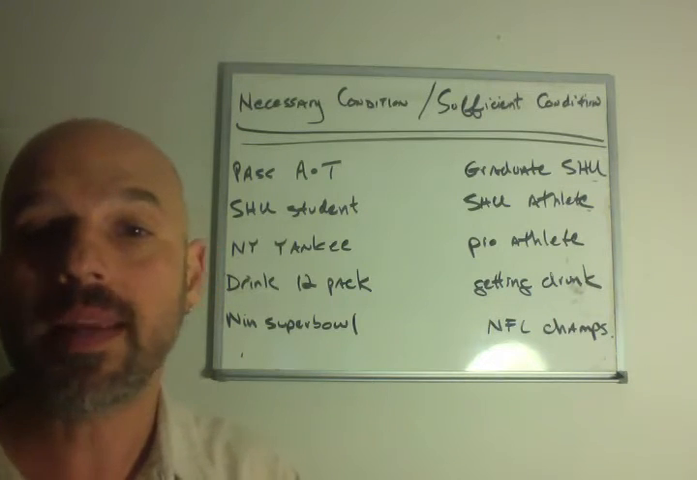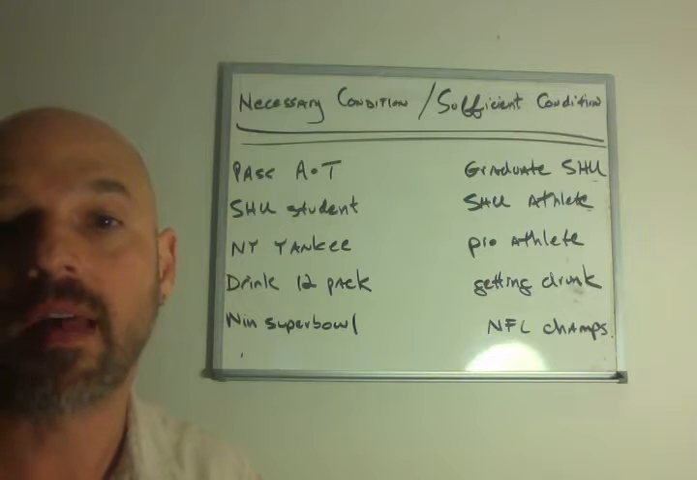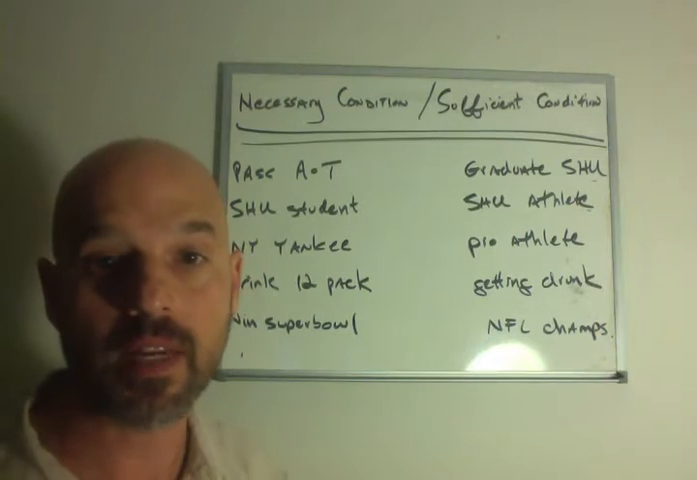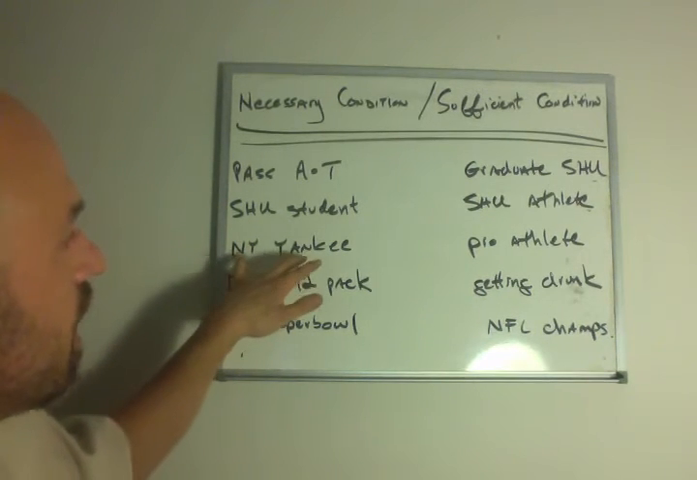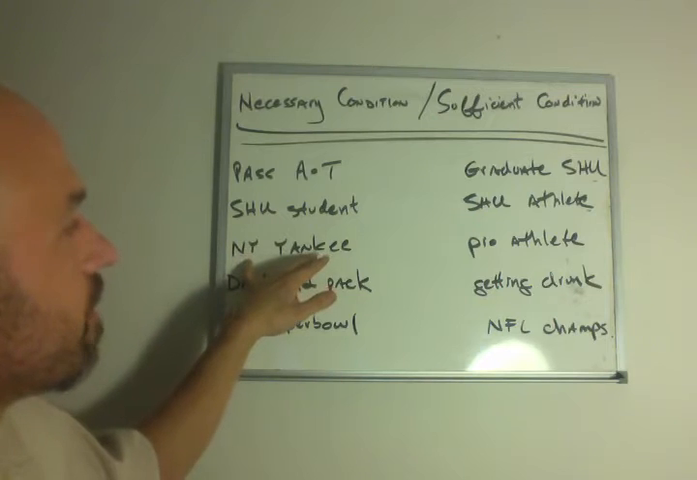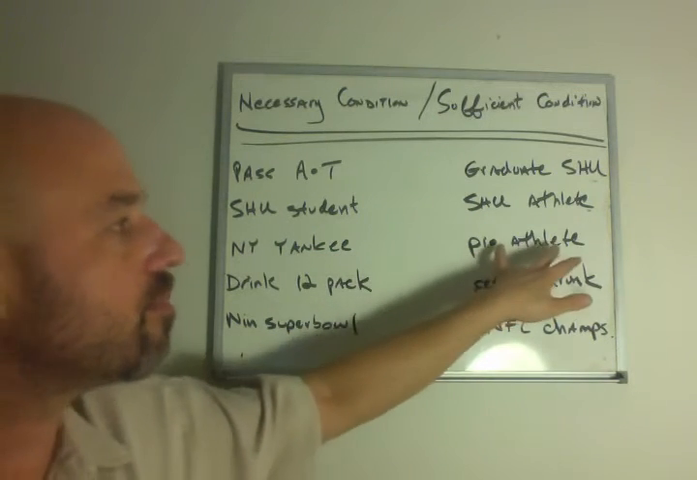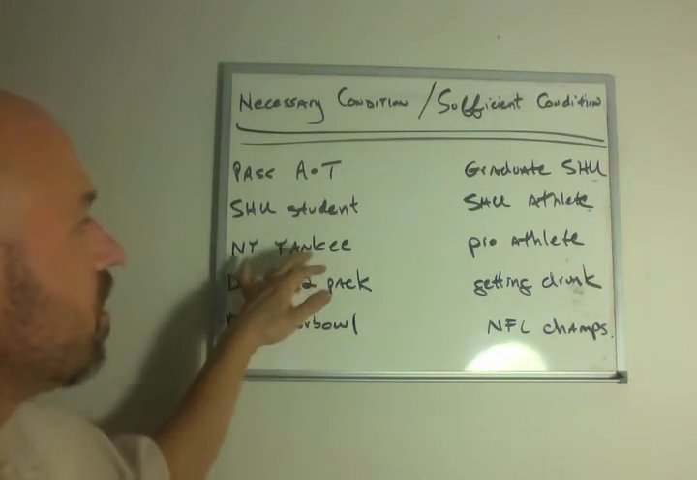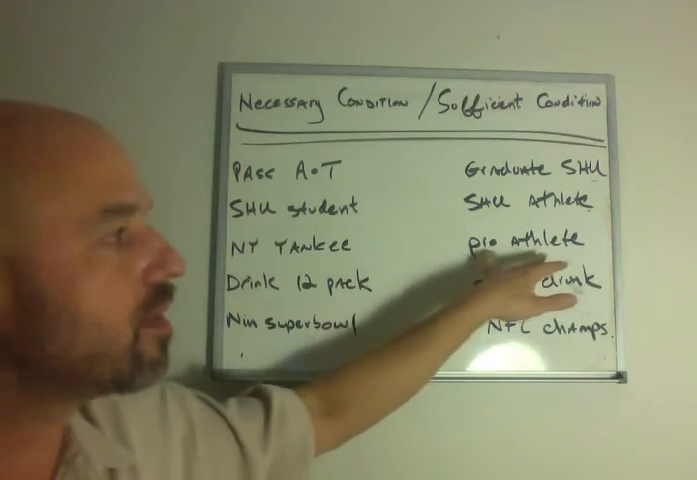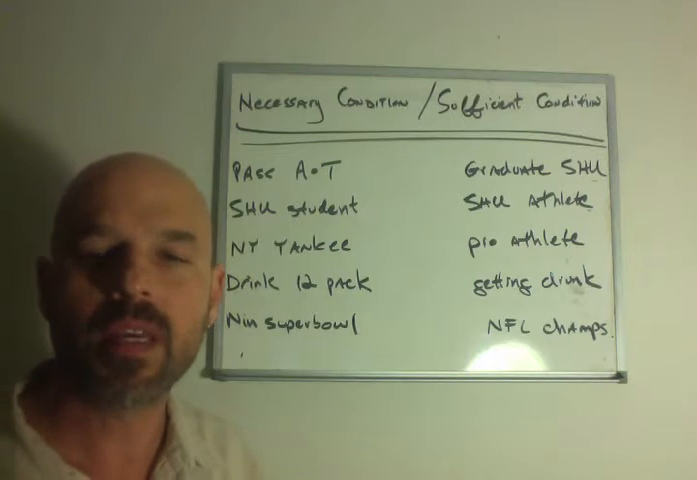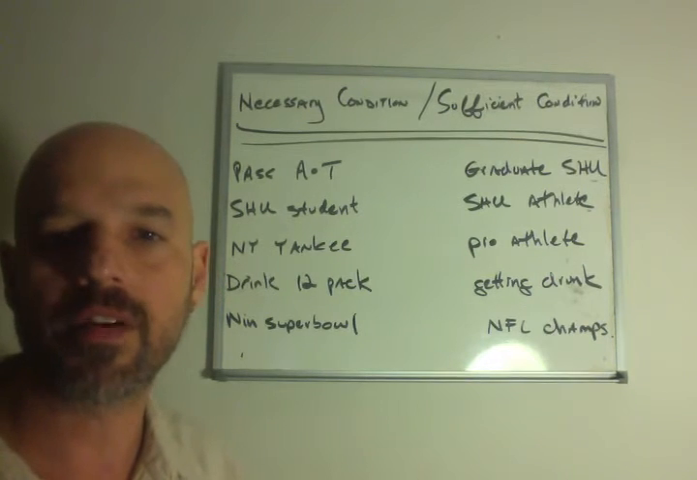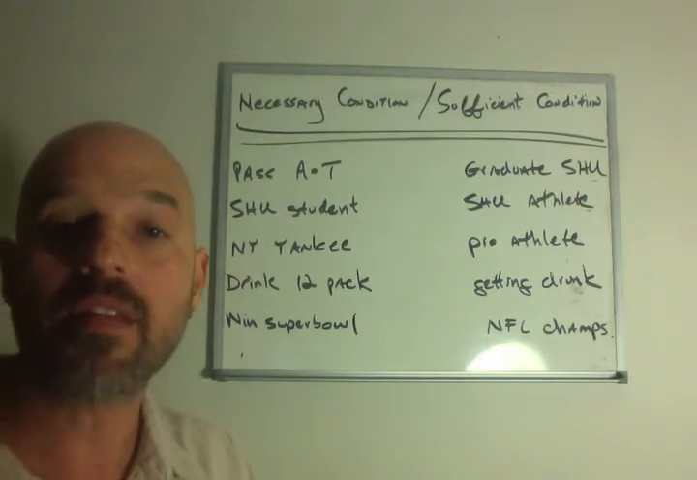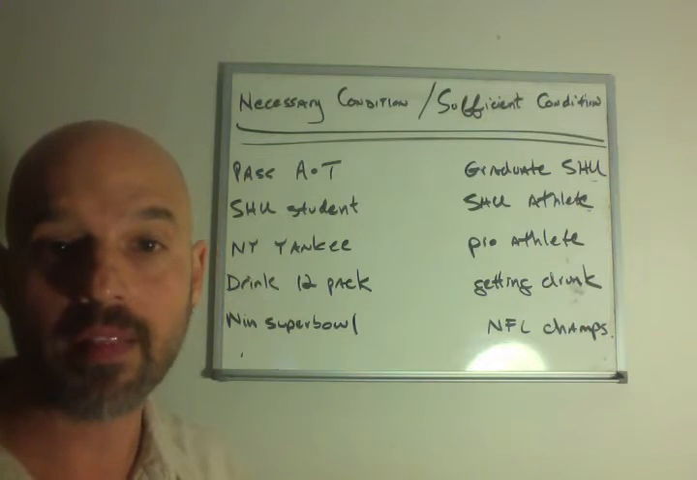Now, when we want to guarantee something, we use the concept of sufficient condition. Take a look at this example. To say that someone is a New York Yankee is a sufficient condition of them being a pro athlete, that probably makes sense to you, right? If someone's a New York Yankee, that's sufficient for them being a pro athlete. Why? Because sufficient means it's enough, right? If you're on the Yankees, that's enough to make you a pro athlete, right?